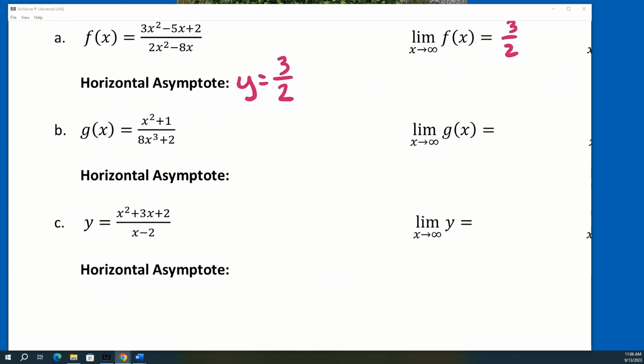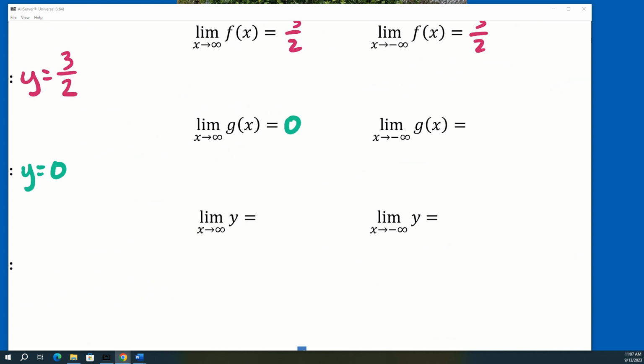All right. And then for B, if we look at the degrees, the numerator is less than the denominator. So that's like the one with the anesthesia. So what would the horizontal asymptote be? 0. Good. So then these are both 0.